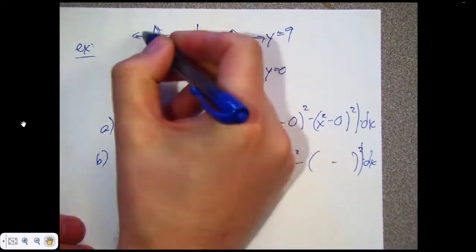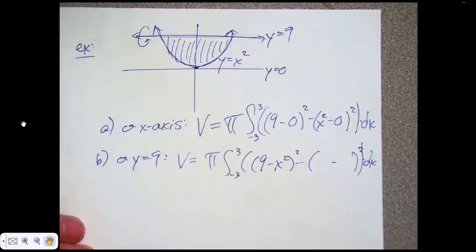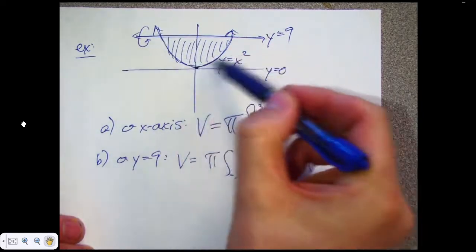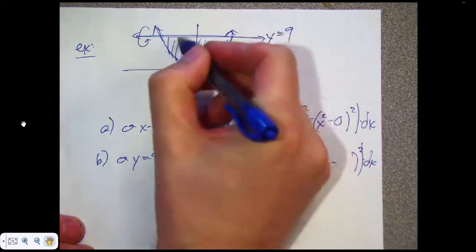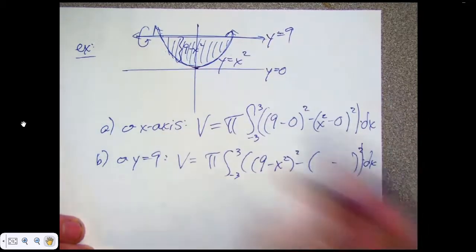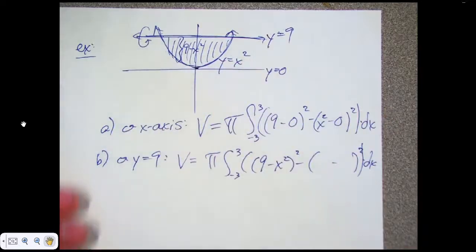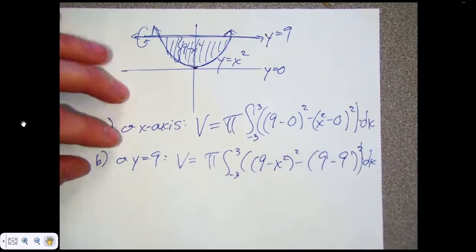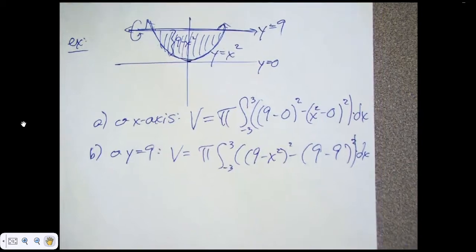So we're flipping it around this line. The one that's farther away is this one, and the distance between those is 9 minus x squared. Well, which equation is closer to y equals 9? How far away is y equals 9 from y equals 9? 0. So it's 9 minus 9 if I'm sticking with my form, but I don't have to subtract.